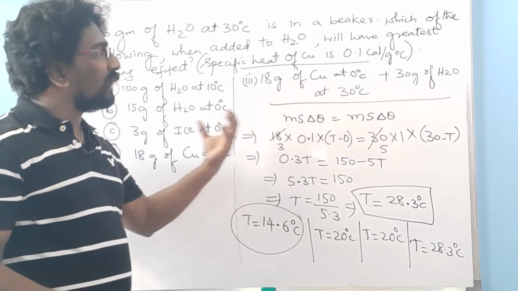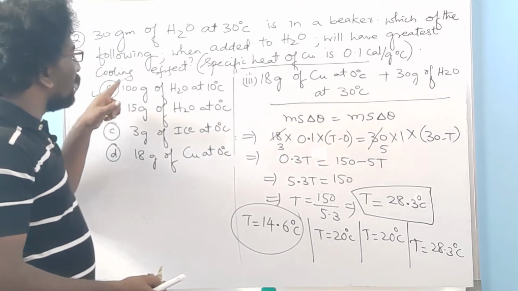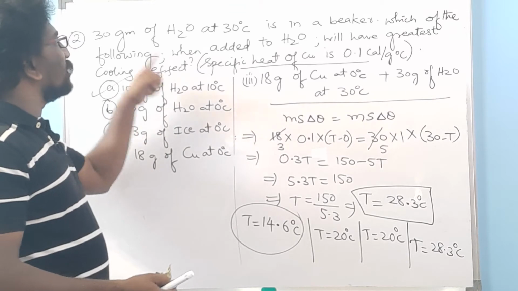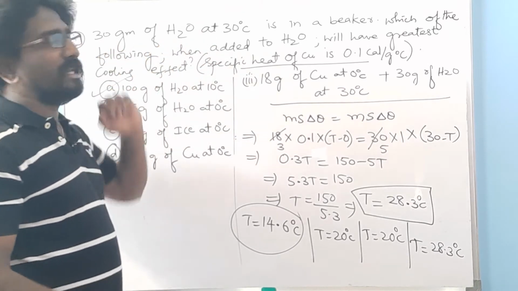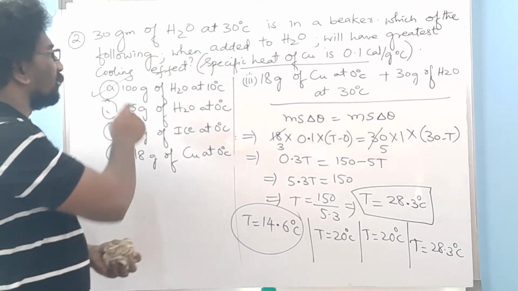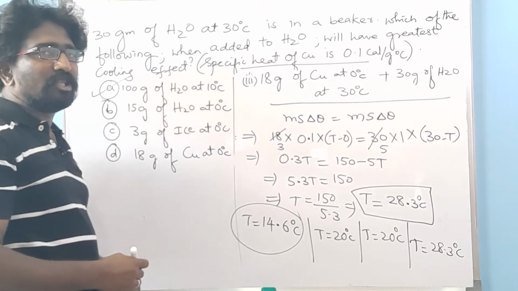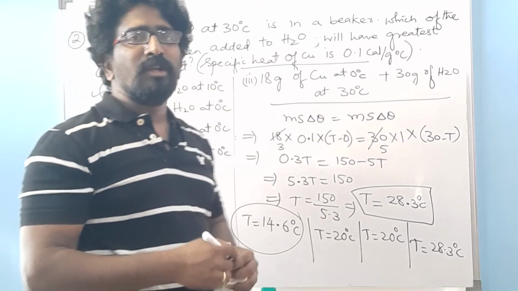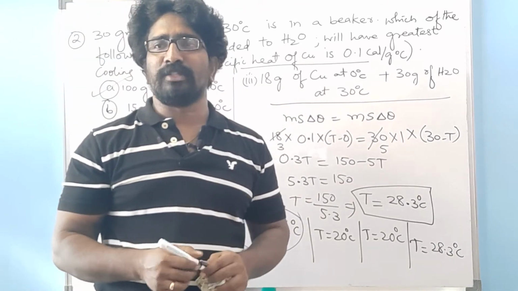So the answer for this one will be 100 grams of water, because it has the lowest temperature. The lowest temperature will be cooling very fast. So the greatest cooling effect will be whenever you add 100 grams of water at 10 degrees Celsius to 30 grams of water at 30 degrees Celsius. This is your answer, 100 grams of water at 10 degrees Celsius. This is how you should try to solve this kind of numericals.